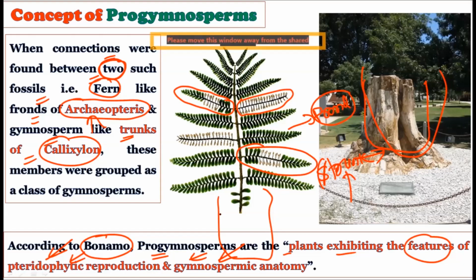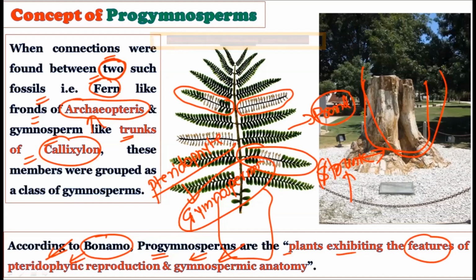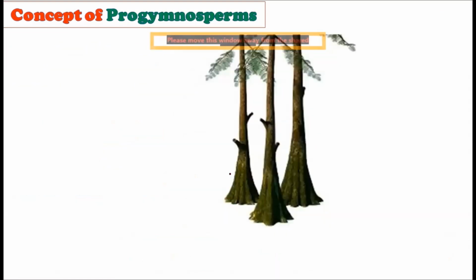So from this point, with common sense, you can also conclude that these pteridophytes may have undergone certain kinds of changes, and these pteridophytes are going to convert into the gymnosperms. And what we are finding in the fossil record is the transitional levels between the pteridophytes and the gymnosperms. Okay, so according to Bonamo, these plants are exhibiting the feature of reproduction of the pteridophytes, while the anatomy is of the gymnosperms.